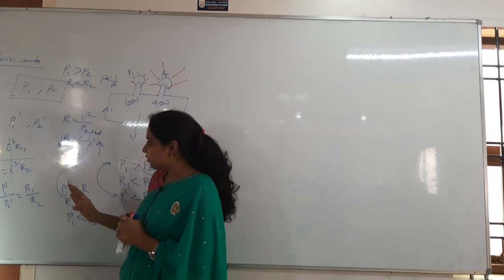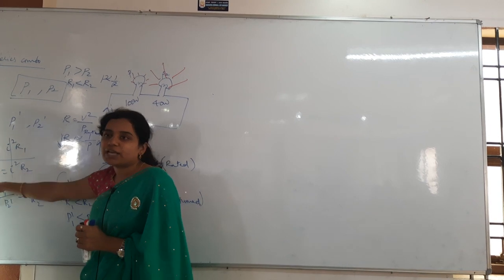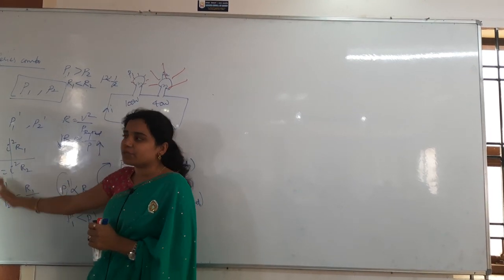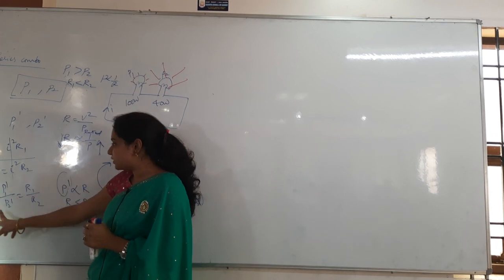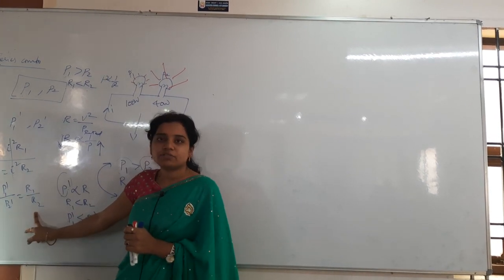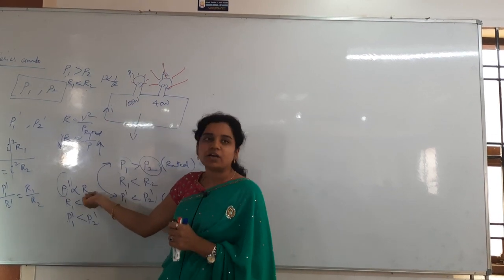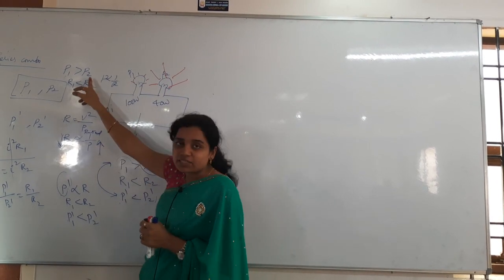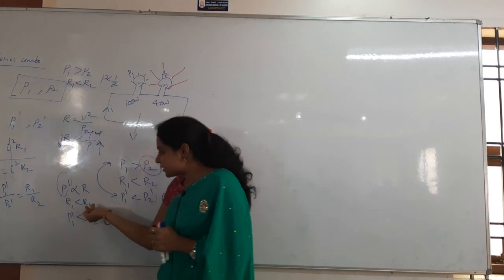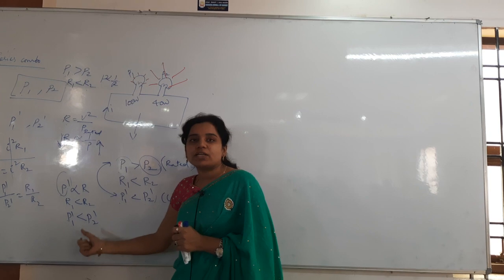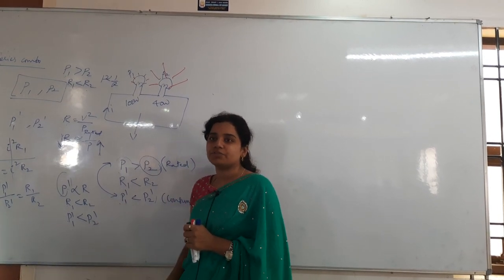Clear? So now P1 dash is equal to I square R1, P2 dash is equal to I square R2. I is the same because that is a series combination. I square cancels. Then P1 dash by P2 dash is equal to R1 by R2. From this, the consumed power is directly proportional to R, but rated power is inversely proportional to R. Now if R1 is lesser than R2, the power consumption of the first one is also lesser than the power consumption of the second one.